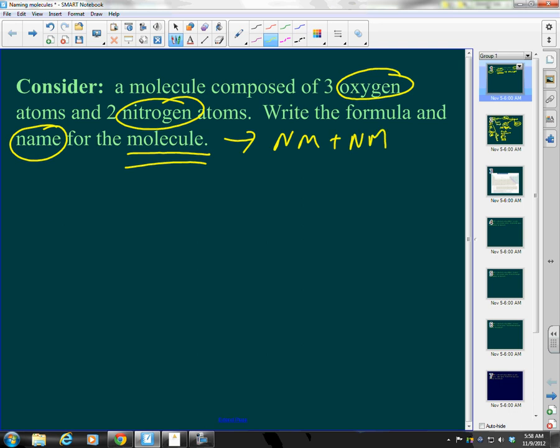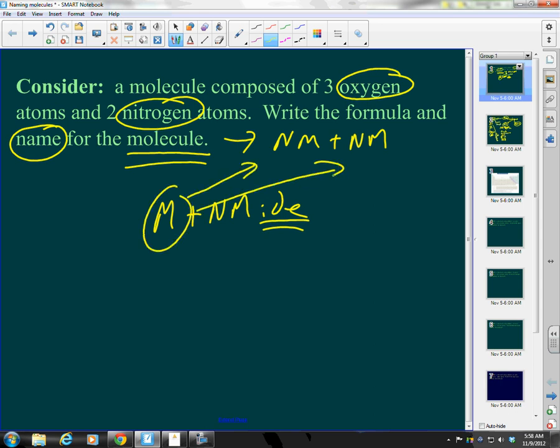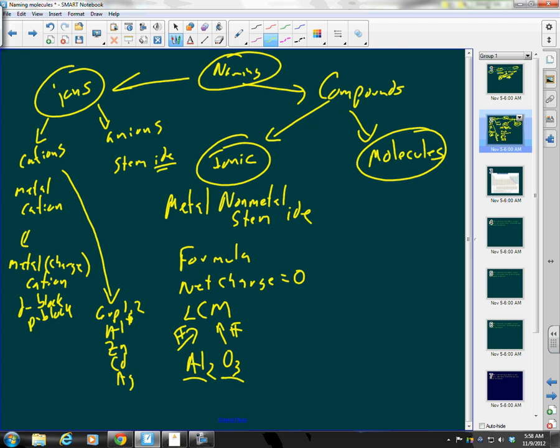With ionic, what did we do? We put the metal first, followed by the nonmetal with "ide." Well, we immediately have a problem: which one of these is the metal? Neither is a metal. That doesn't work, so we have to have a whole new set of rules. Remember, this is a nonmetal plus a nonmetal, and remember hydrogen is a nonmetal.